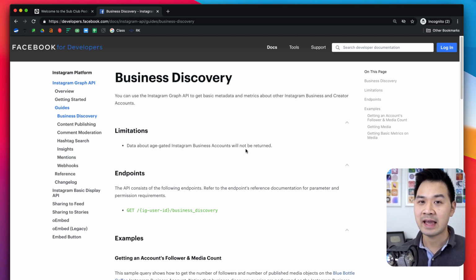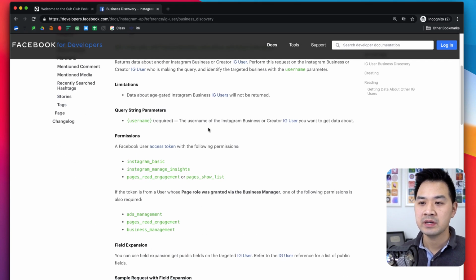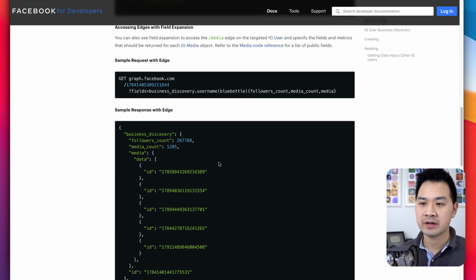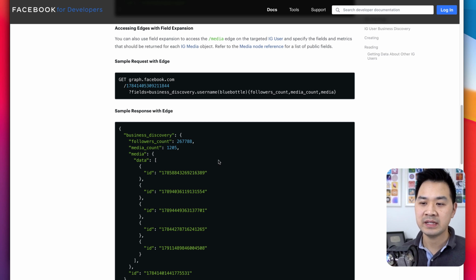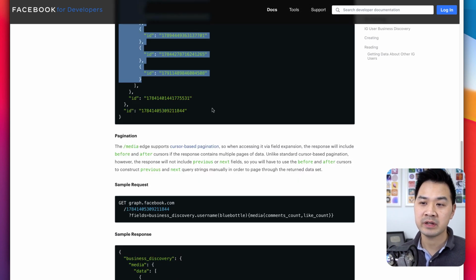That doesn't mean that they have to be a business. On Instagram, you can turn your account into a business account, which gives you additional metrics and stuff like that. So the person you're looking up has to have turned their account into a business account. But you can get some useful information from here, such as their follower account, their media account, and, you know, details about their media. So we decided to go with this endpoint and see what data we could get.